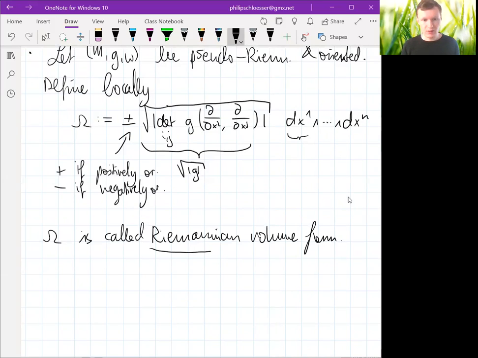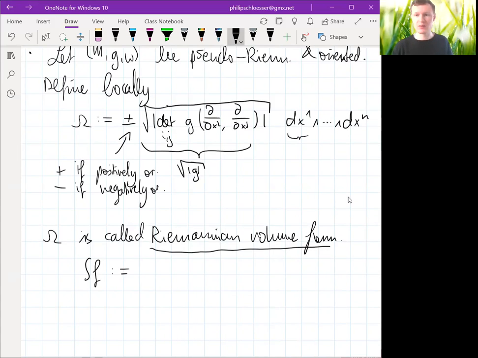And it is what you usually use to integrate functions. Remember when in GR we sort of derived that now that we're working over manifolds, you have to include this square root of the determinant of the metric factor. Well, that's exactly this.